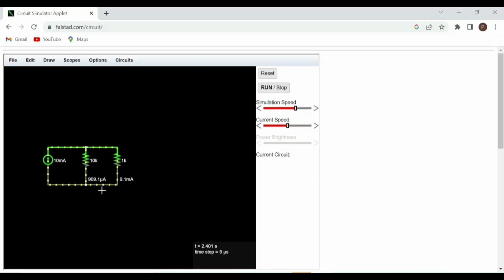Now one thing to remember is that whenever you are dealing with current or voltage, the sign of the value is very important. For example, here the current is entering like this, so this is 10 milliampere. If in your notation you consider the current to be flowing the other way, then you should take it as minus 10 milliampere. The same thing applies here. This 909.1 microampere current is flowing from this node to this node, so it is a positive value. If you consider the current flowing from the bottom node to the top node, you should take it as negative 909.1 microampere. The same thing applies here. So you should always take the current direction into consideration whenever you write the value.